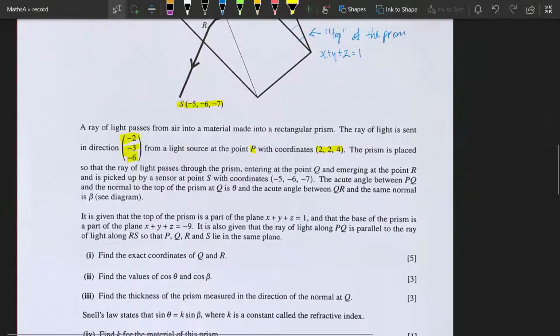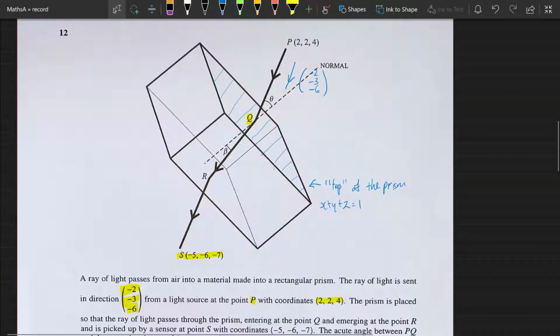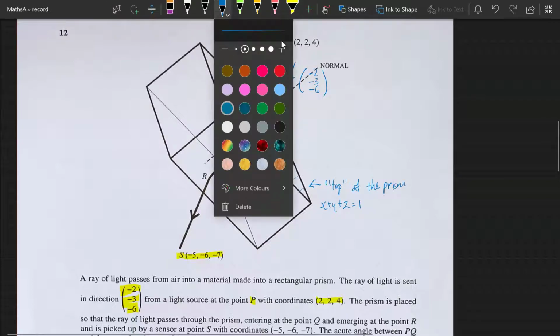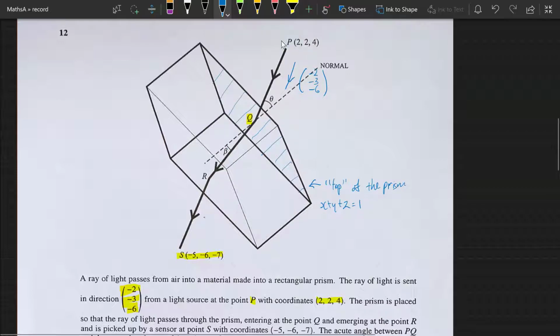Then let's go down a bit more. The base of the prism, x plus y plus z equals -9. And it's also given that the ray of light along PQ is parallel to the ray of light along RS, such that P, Q, R, and S lie on the same plane. So if I tell you PQ is parallel to RS, it means this RS will also have the same direction vector, -2, -3, -6. Okay, that's how we analyze this question.